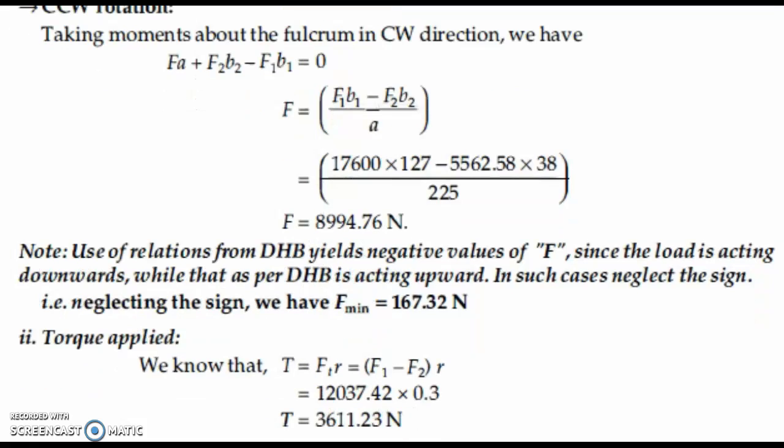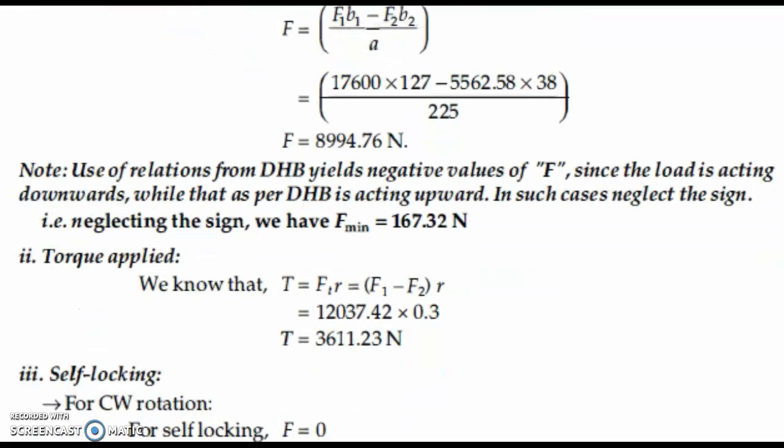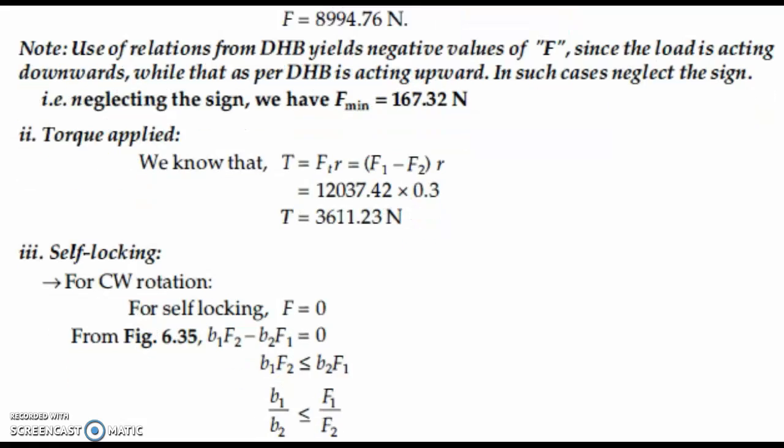Next, we need to find the value of torque applied. We already calculated the value of Ft. Ft is equal to F1 minus F2. F1 and F2 are known parameters. Then R is given in the question. So the torque will become 3611.23.